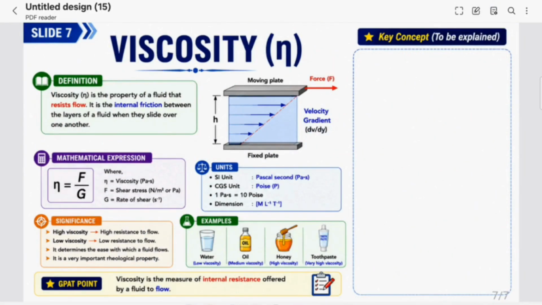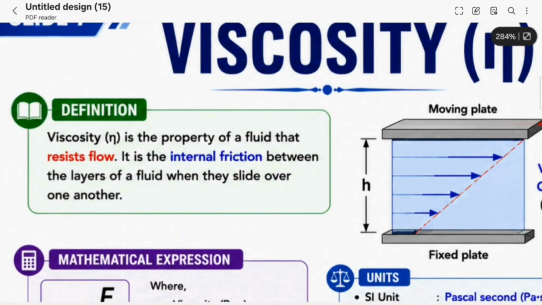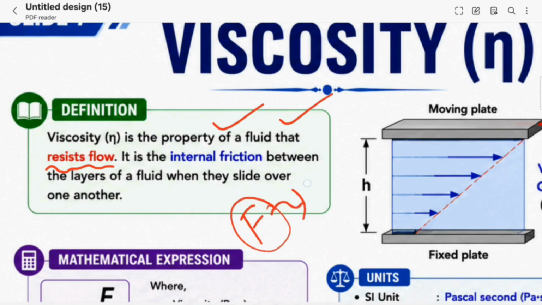Now the viscosity. So what does viscosity mean? Here is the simple definition. Viscosity is a property of the fluid that resists the flow. Means it will not easily accept the force and move. Rather, it will oppose the force and resist the flow. Why does this happen? It is due to internal friction between the layers of the fluid when they slide over one another.